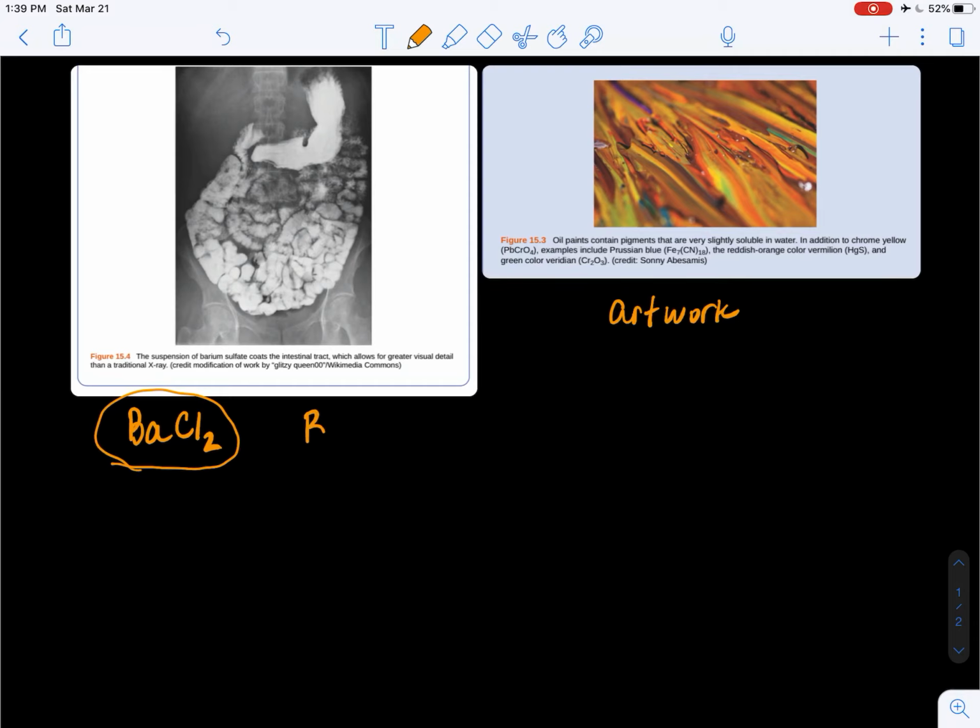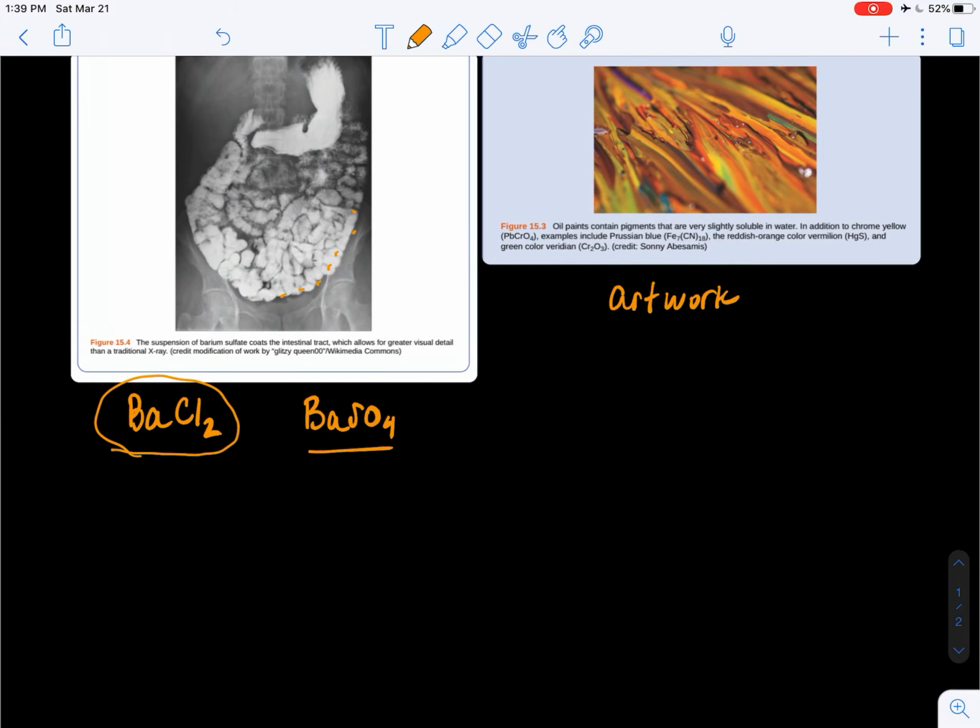But if somebody drinks a suspension of barium sulfate, this is insoluble, and it coats the intestinal tract walls. And so when you put somebody in an X-ray, you can actually image the intestines quite well, even though it's not bone, it'll absorb X radiation pretty well.